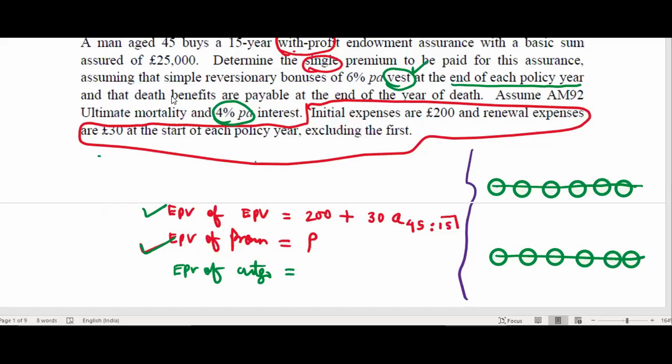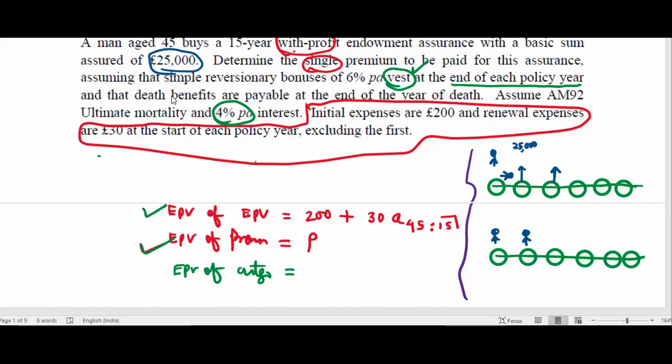Again, see, vest at the end of each policy year. That means, listen carefully: if the person dies during this year, the benefit will be payable here. What is the benefit? The benefit is the minimum sum assured, 25,000. That much only you will get. Because the bonus system will start from here, on the condition that the person survived.